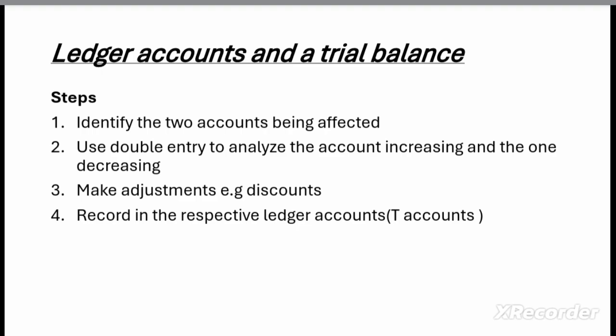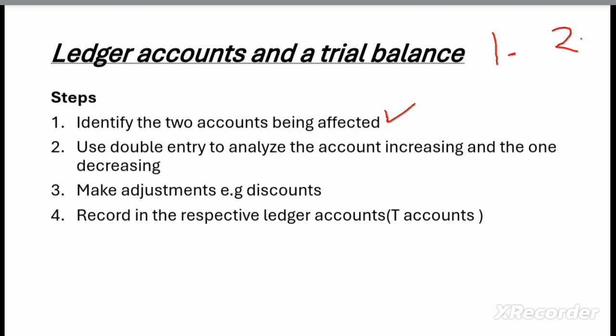So guys, here are the steps. There are just 4 steps you're going to use. Step 1, identify the 2 accounts being affected. According to the double entry system, or the dual aspect, for every transaction, at least 2 accounts are going to be affected. So identify the accounts. For example, sold goods on credit to James Speedy. So there is the sales account and the debtors account, James Speedy's account. So you identify one account 1, and the other account 2.